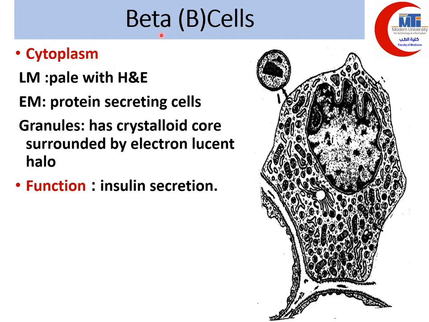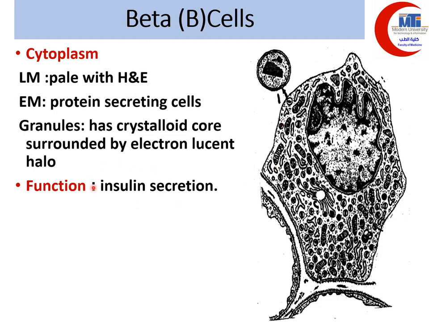Cytoplasm of beta cells or B cells. By light microscope, these cells are pale basophilic with hematoxylin and eosin. This is the reverse of alpha cells, which appear pale acidophilic with hematoxylin and eosin. But beta cells are pale basophilic with hematoxylin and eosin. Beta cells secrete a hormone called insulin hormone.